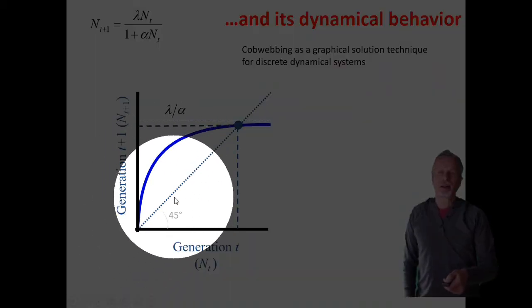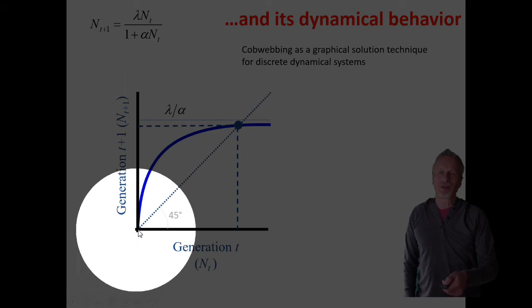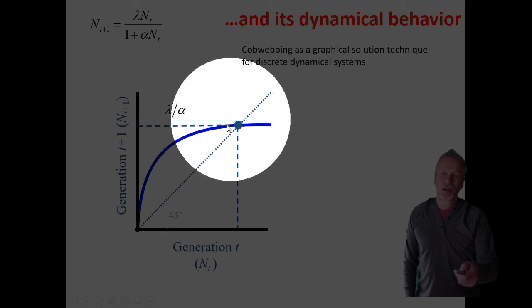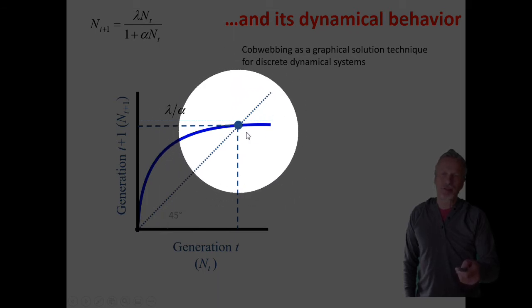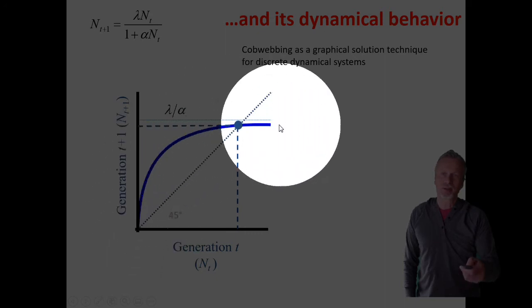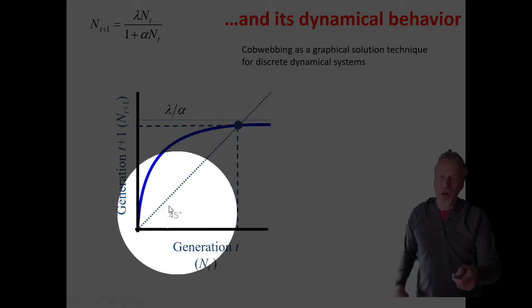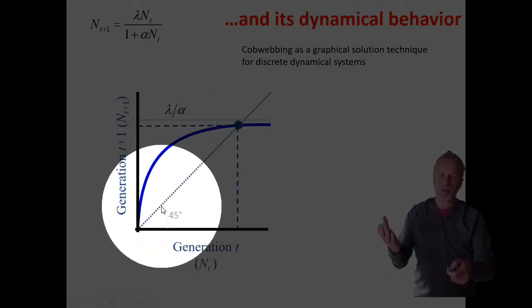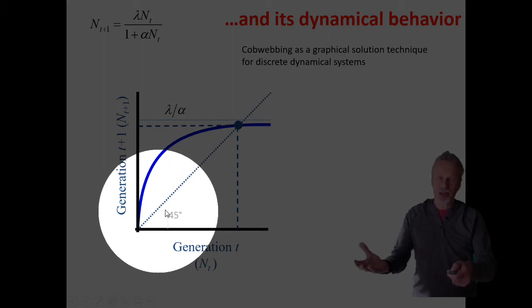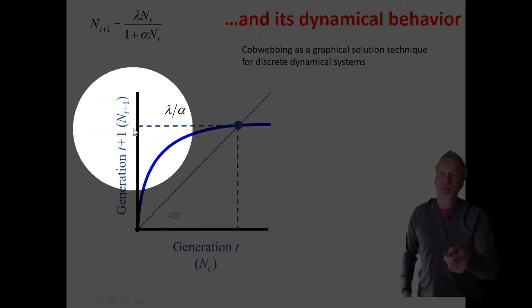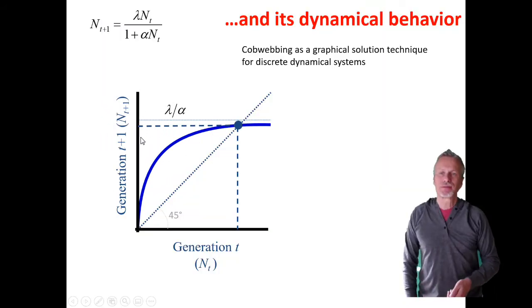I draw here also the bisectrix, the 45 degree angle straight line, as you can see here. And this is useful because of the point where the straight line, the bisectrix, crosses the stock recruitment function, that is represented here in blue. Because this is a 45 degrees straight line, the bisectrix, N at time t, by definition, is equal to N at time t plus 1, right?